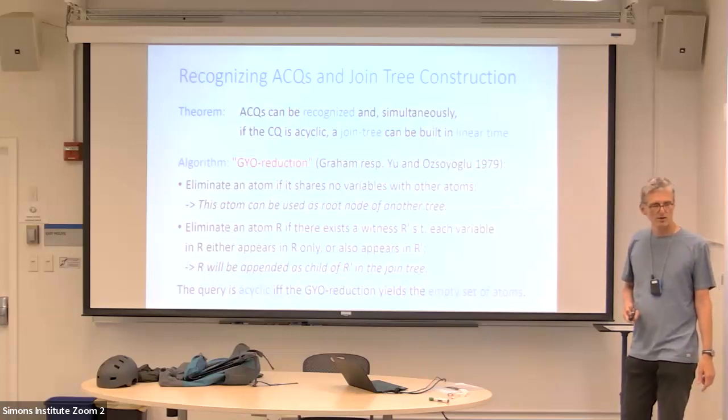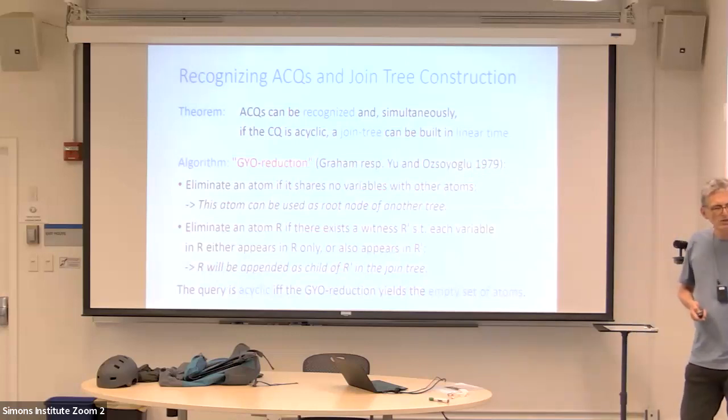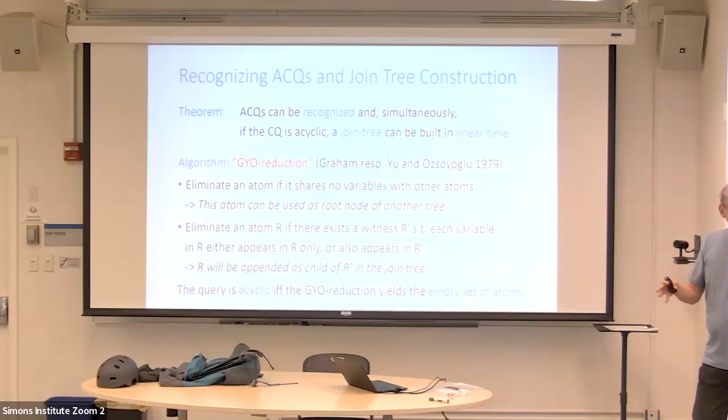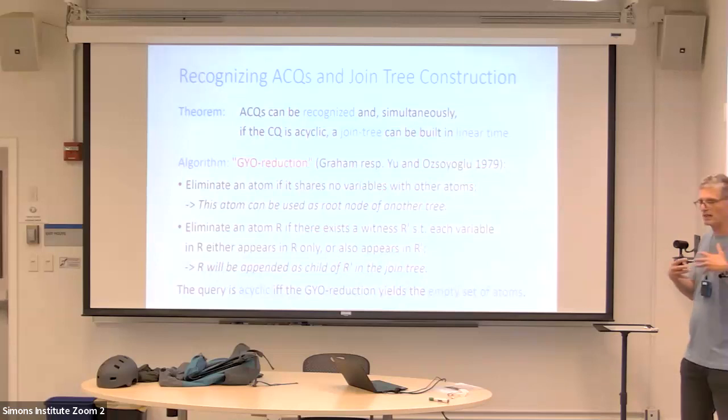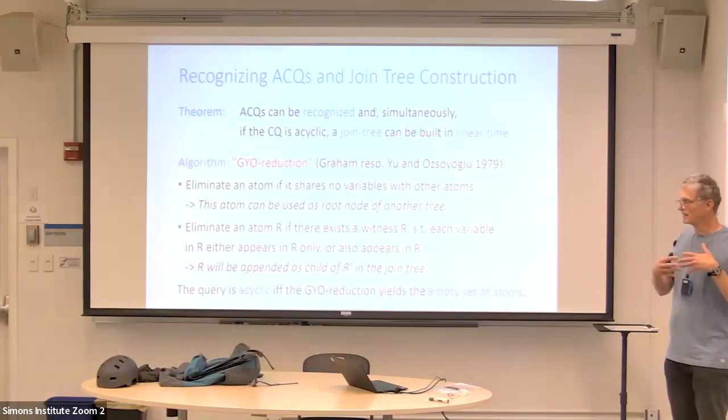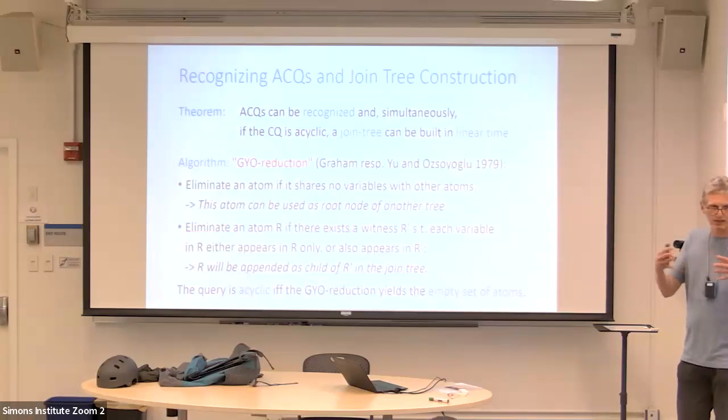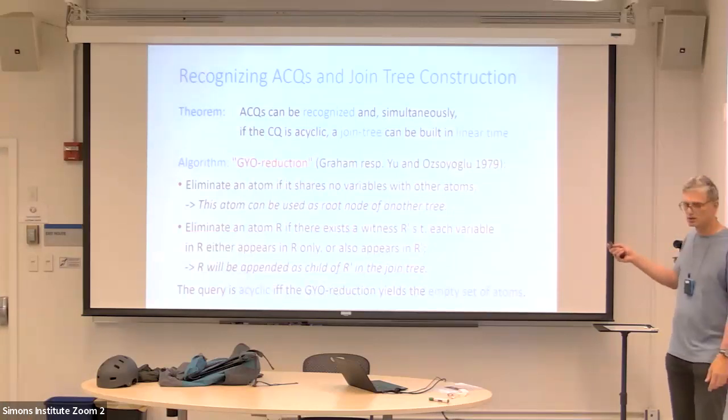Don't you need to also eliminate variables? No, there are two versions of that. But if I immediately eliminate the atom which only has variables occurring in itself or in some witness, then this is good enough. But you're absolutely right. There's a second variant of the GYO algorithm which aims at eliminating variables and or atoms. But this is good enough.